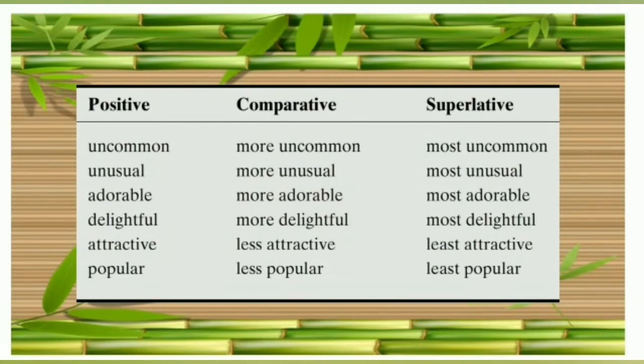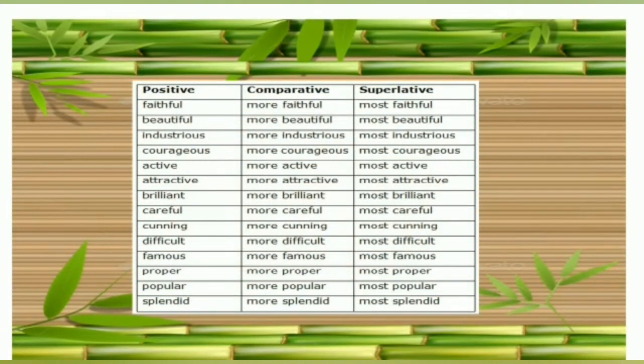Let us see words with two or more syllables. For that we should add more in front of comparative and most in front of superlative. Uncommon, more uncommon, most uncommon. Unusual, more unusual, most unusual. Let us see few more example with more and most. Faithful, more faithful, most faithful. Beautiful, more beautiful, most beautiful.